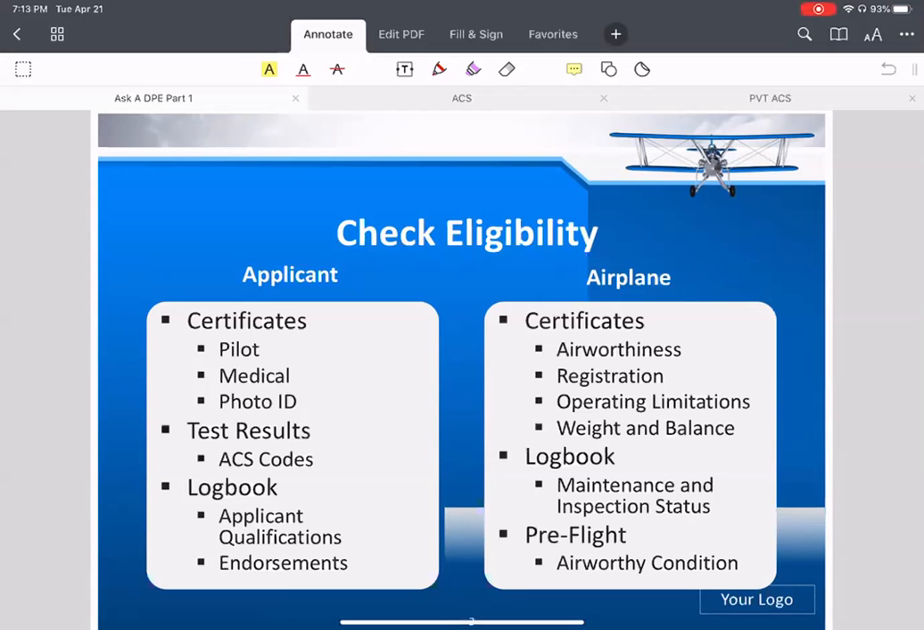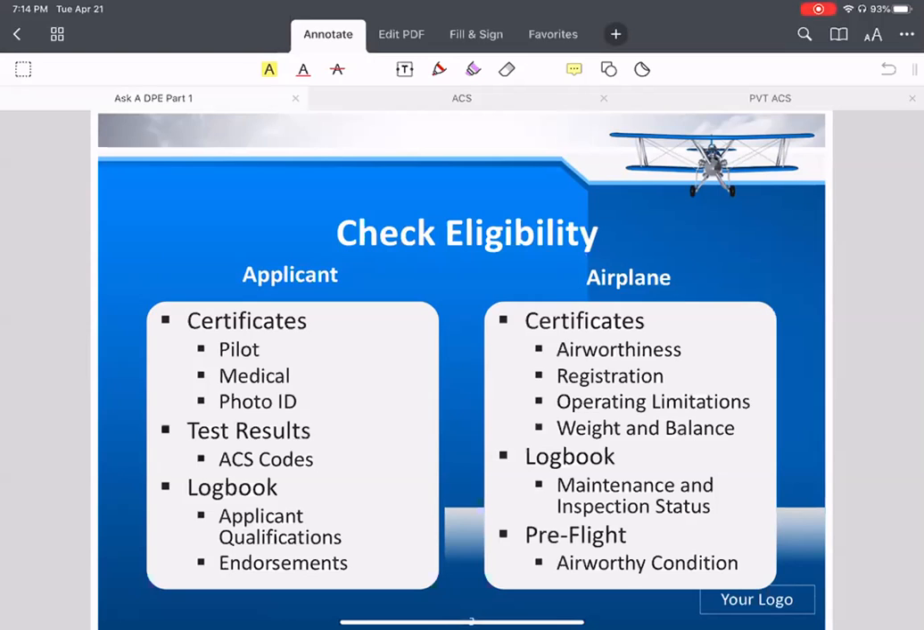I have had that happen where the applicant didn't know that the registration was expired until we went out and looked at it. Logbook maintenance status and inspections. I'm looking for the same things you're looking for when you're trying to determine is an airplane airworthy. I'm looking for the annual inspection, the repeated static inspections, and so I'm looking at that checklist, making sure that the airplane has been properly maintained.